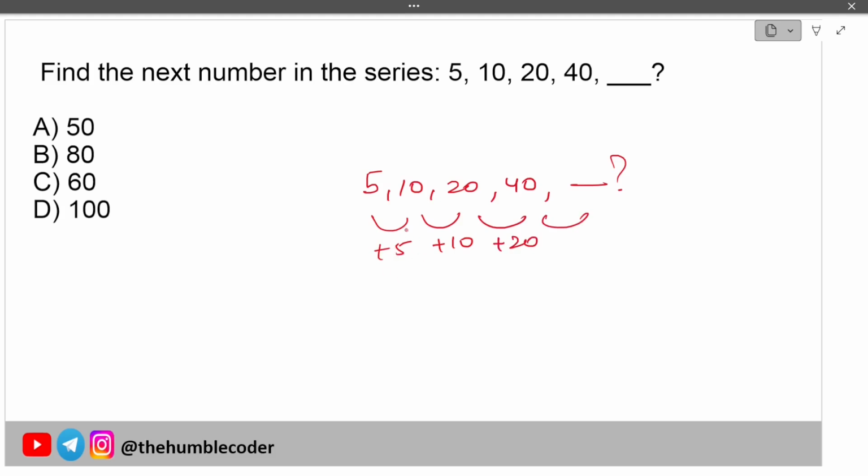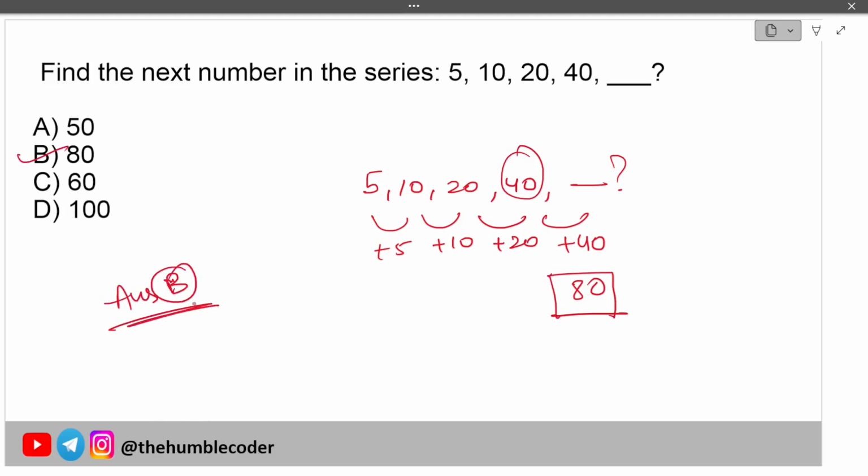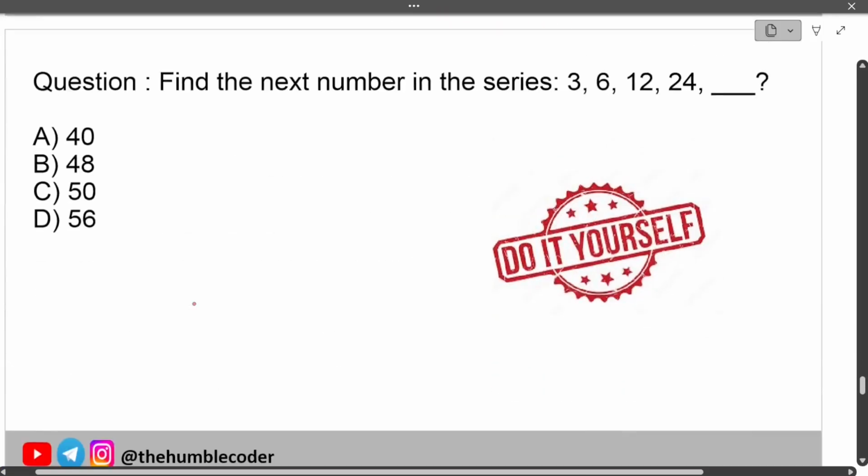Initially the difference was 5, then 10, then 20. So this time the difference is going to be 40. Because our last term is 40, and this plus 40 will give us 80. The correct answer for this question is 80. So option B is the correct answer in this case. Moving on to the next question.